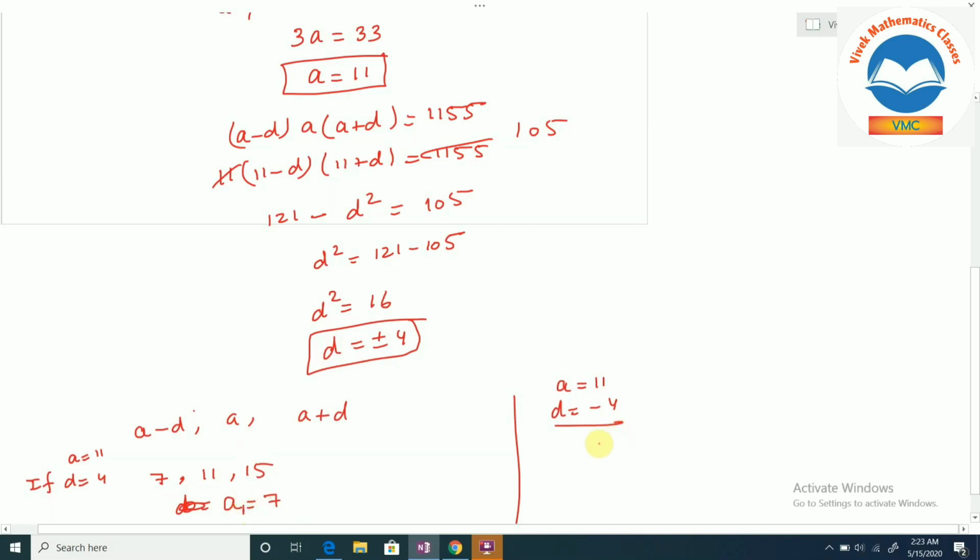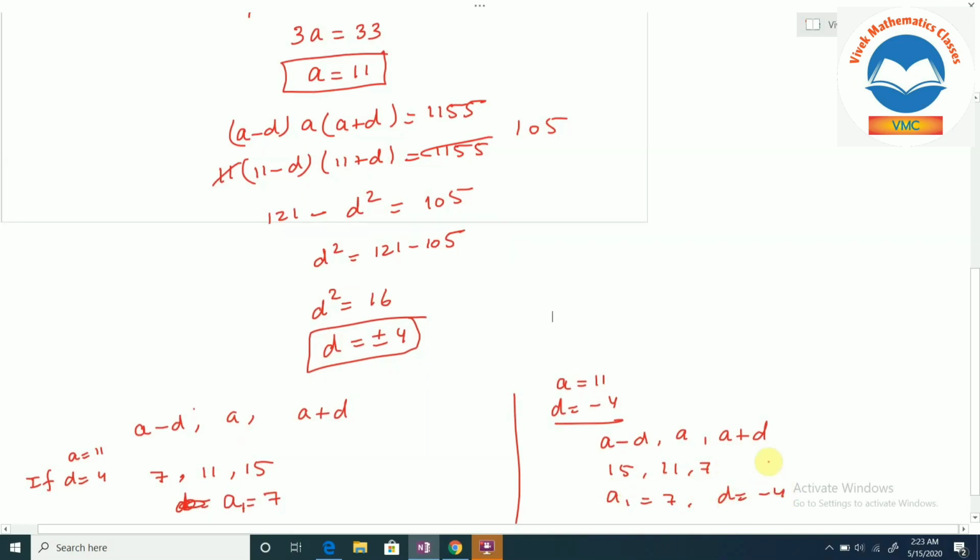In this case, what will you get for A1? Here we have A minus D, A, and A plus D. The A value will be 11, so 11 minus 4 and plus 4. It means 15, 11 and 7. These are the three terms. Here A1 will be 7 and D will be 4 only. In the other case, A1 is 15 and D will be minus 4.